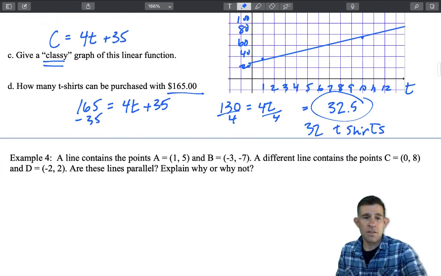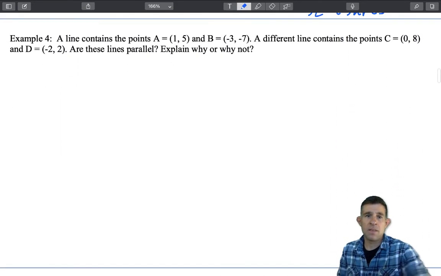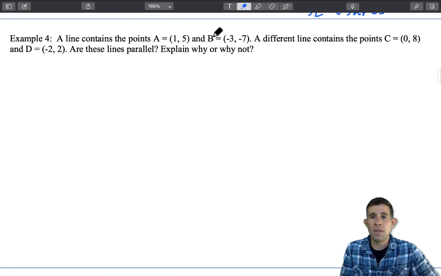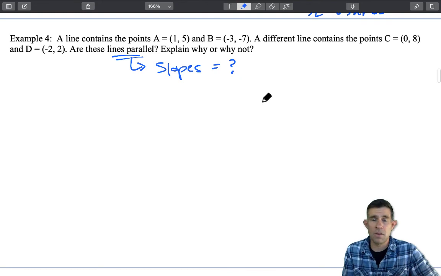All right, in our final example for today, we have a line that contains 2 points, A and B, and another line that contains these 2 points, C and D. The question is, are these lines parallel? And really what we're after is, are their slopes equal to each other? That's the big question. So let's start off by finding the slope of AB.